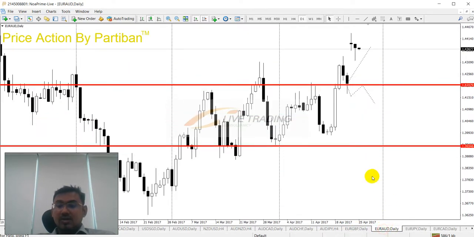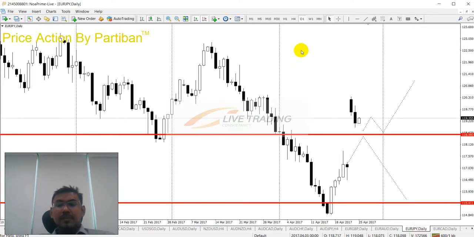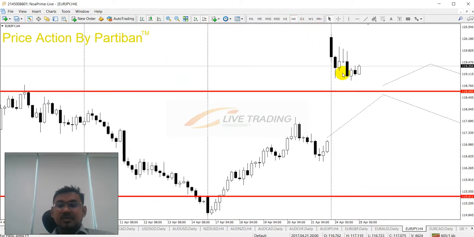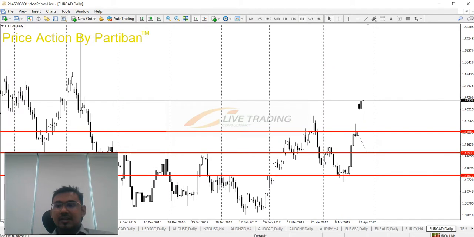So on Euro AUD, you see a lot of bankers signs going in. If you ask me, Euro is going to strengthen for the entire week. I see more upside pressure. There's a confirmation here. Euro yen, it's a bit choppy. Need to observe this on H4. Euro CAD, fantastic trade. You can buy, manage a stop loss here.